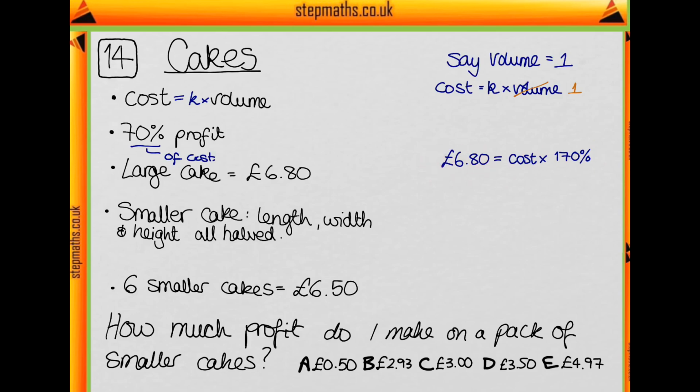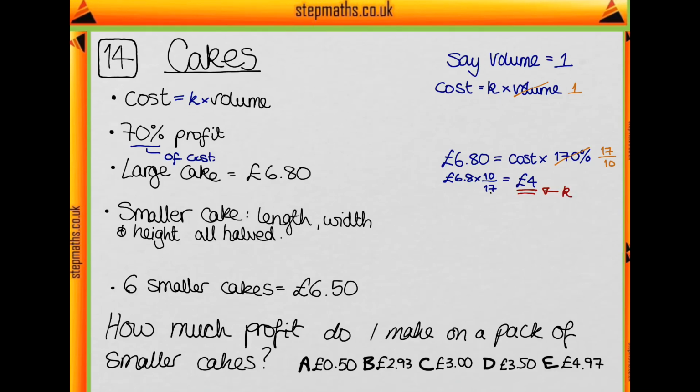So the price is equal to, so the price covers the cost, so that's 100% of the cost, and 70% profit as well, so 170%. But this is the same as multiplying by 17 over 10. So we're just going to rearrange now to find the cost it is to make a large cake. So we need to divide by 17 over 10. So we do 6.8 times 10 over 17, so that becomes 68. 68 divided by 17 is 4, so our cost is £4.